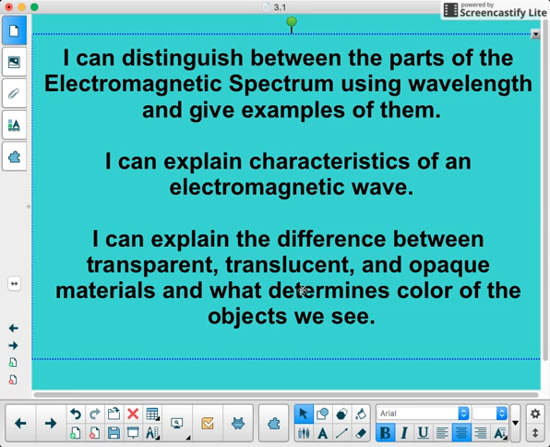These are the notes for Mod J, Unit 3, Lesson 2. There's just one learning target. It's the third one here. I can explain the difference between transparent, translucent, and opaque materials and what determines the color of the objects we see.